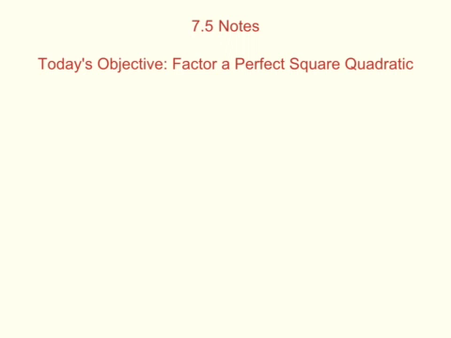These are the 7.5 notes, and today's objective is we're going to factor perfect square quadratics. Perfect square quadratics look something like this, where we've got something like x squared minus 16. What makes this a perfect square quadratic is both the first and the last term are perfect squares. x times x is x squared, and 4 times 4 is 16. So those are both perfect squares.